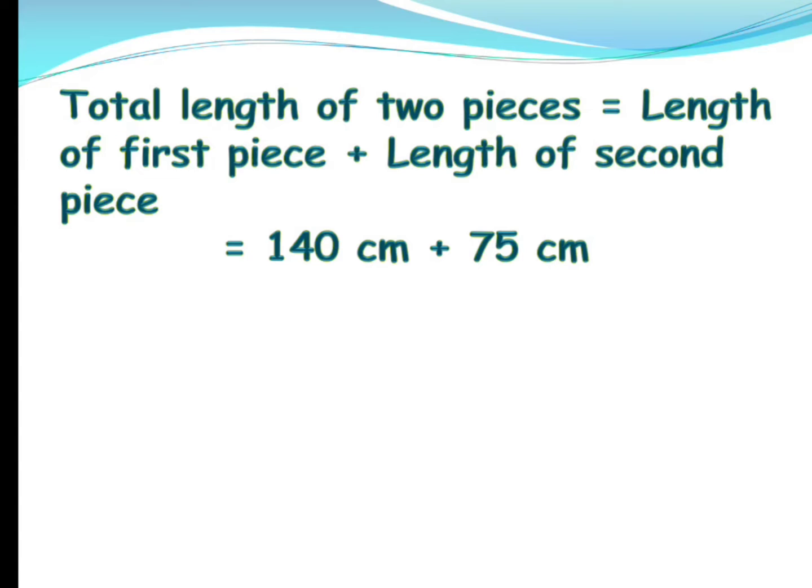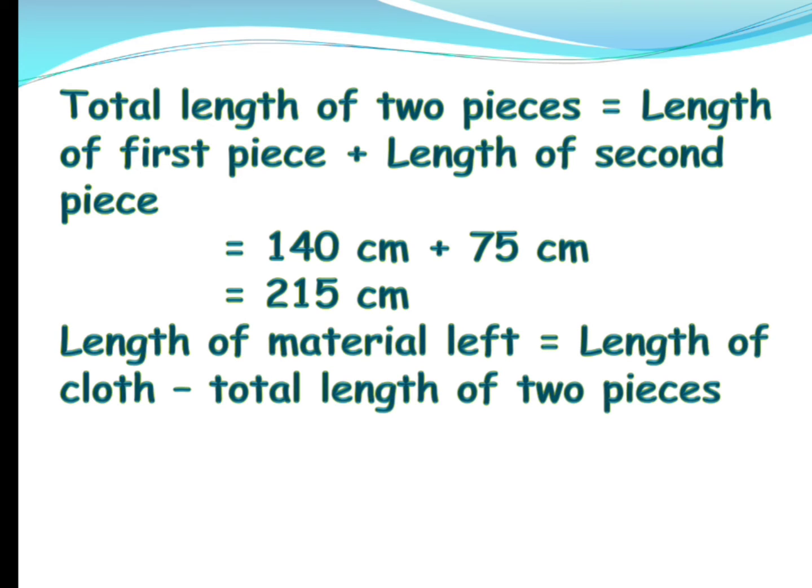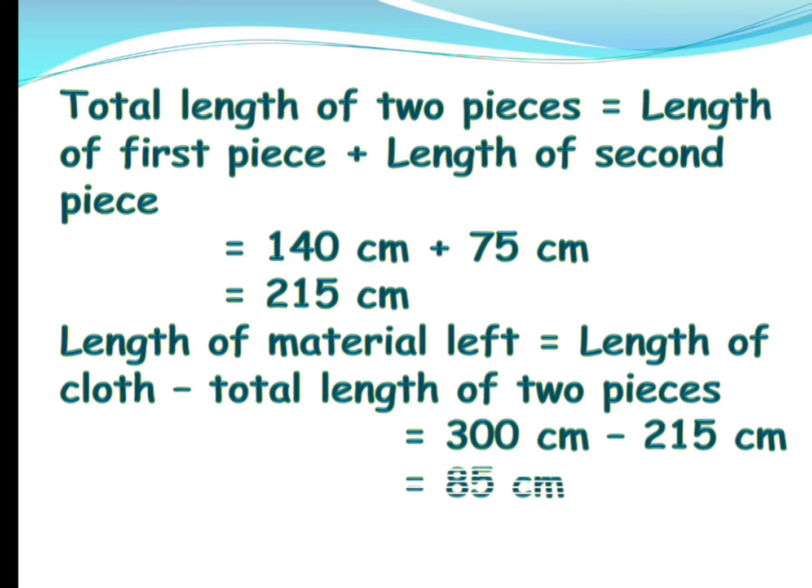Okay, children, so when you add you will get 215 centimeters. Now you have to subtract this from 3 meters, which is 300 centimeters, isn't it, children? So what will you write? Length of material left is equal to length of the cloth, which is 300 centimeters, minus total length of two pieces, that is 215. After subtracting, you get 85 centimeters.